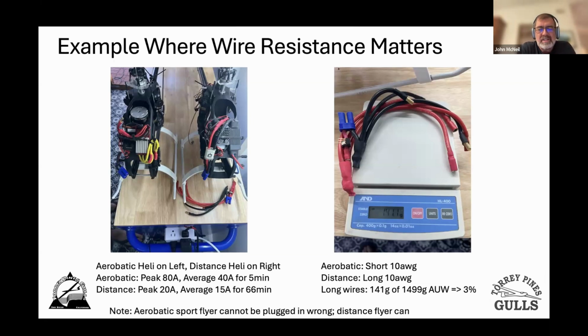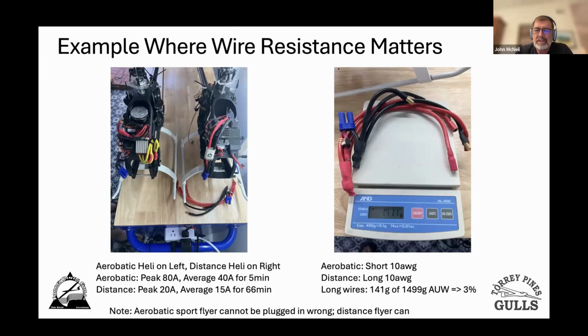On the right is a distance heli, and it actually runs at a much lower current, but it has to run for over an hour. And the battery is a lot more complicated. So that pile of wires on the bottom and then on the right is what it takes to make that helicopter work, just to hook up all the batteries. Some things to note about that. That's 141 grams of wire in a 5 kilogram limit helicopter. So now I care about battery wire weight. Like I really care about wire weight.